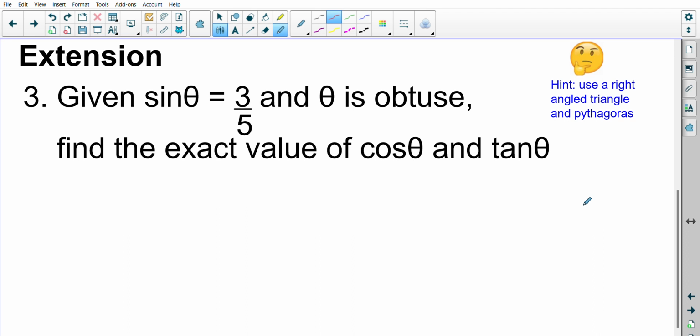Hi everyone, this is the next video and I'm going to start with this question here. It says given sine theta equals 3/5 and theta is obtuse, find the exact value of cos theta and tan theta. So just have a think about this first. There is a hint on the right there, so just pause the video and see if you can have a go.